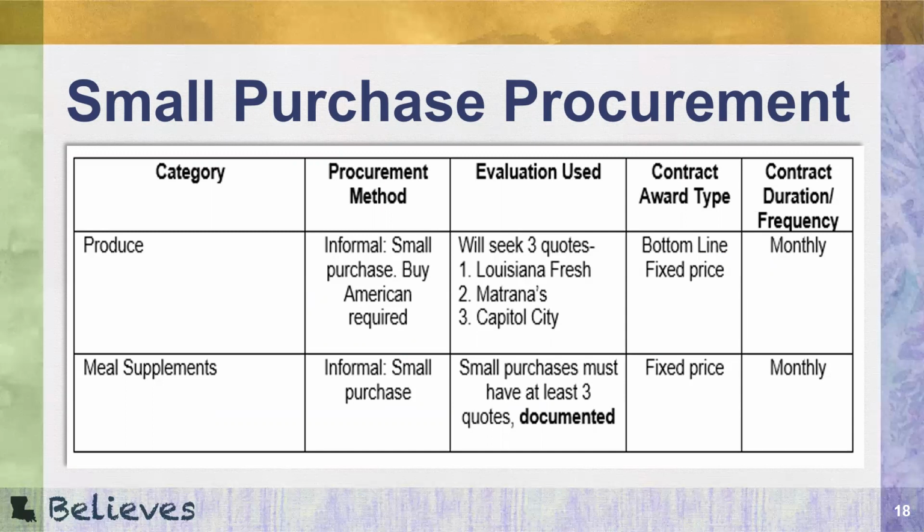So like I said, they're going to get produce quotes, and they're going to seek quotes from 3 different vendors: Louisiana Fresh, Matranas, and Capital City. Now, it doesn't mean that if another vendor comes along, you can't send a quote to them. But that way, you know you have at least the 3 quotes.